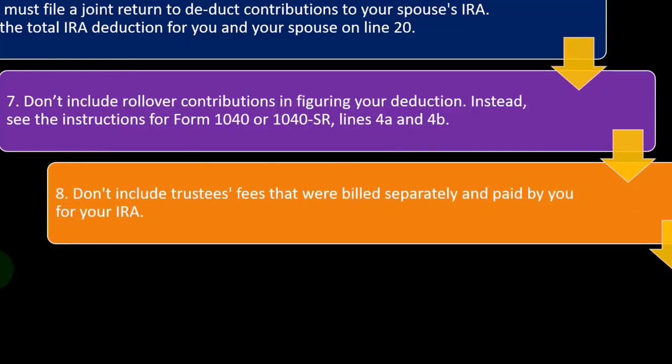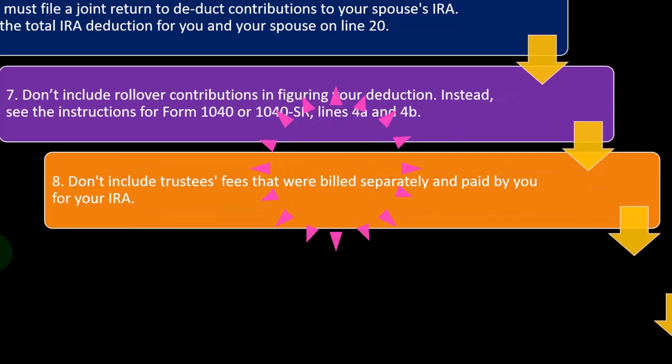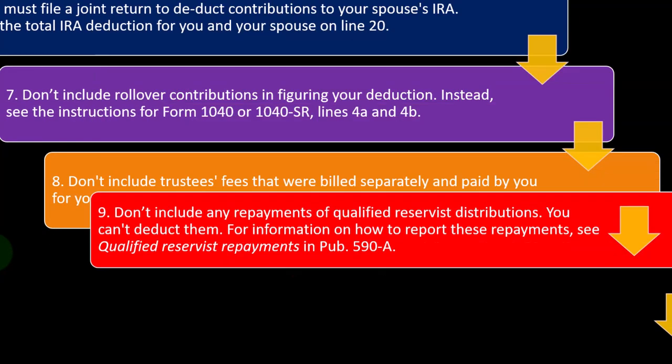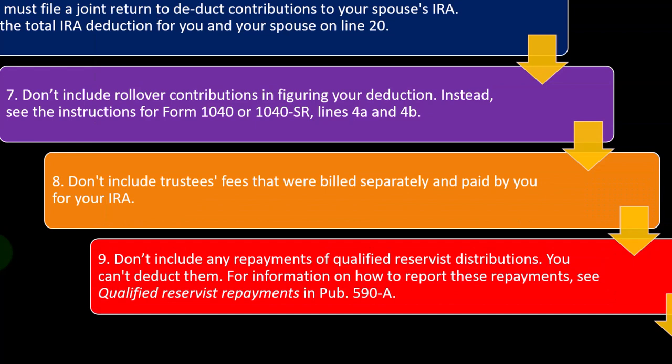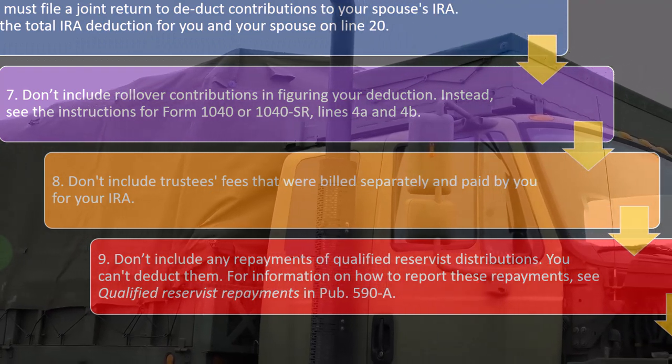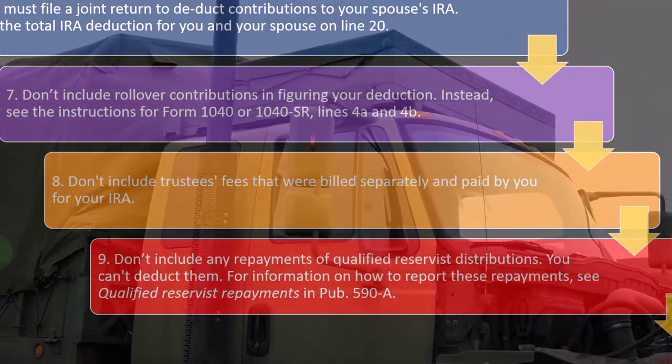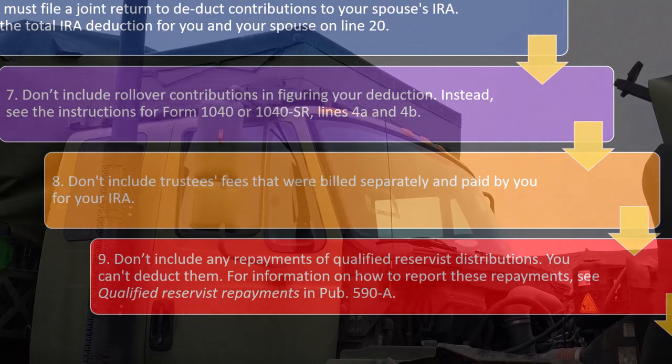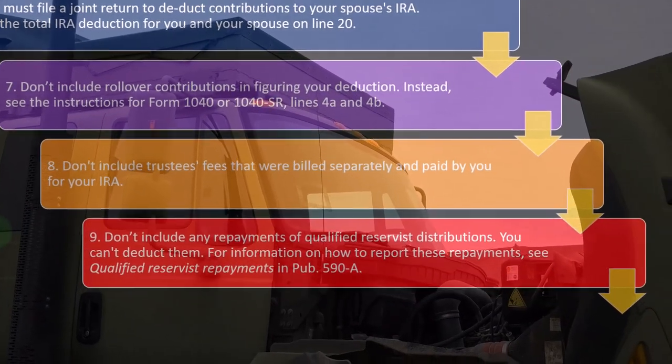But in any case, number 8, don't include trustees fees that were billed separately and paid by you for your IRA. Number 9, don't include any repayment of qualified reservist distributions. You can't deduct them. For information on how to report these repayments, see qualified reservist repayments in publication 590A.